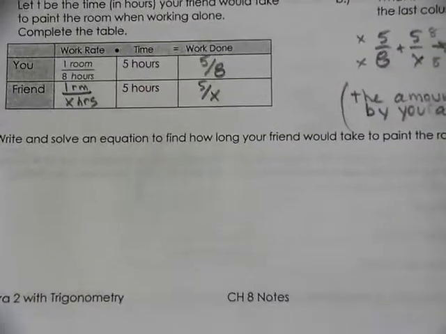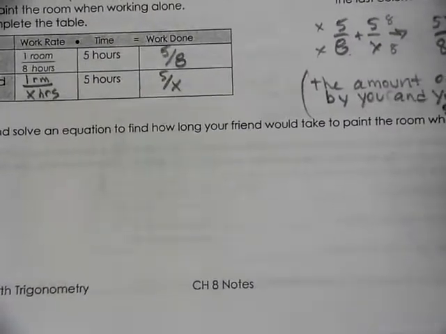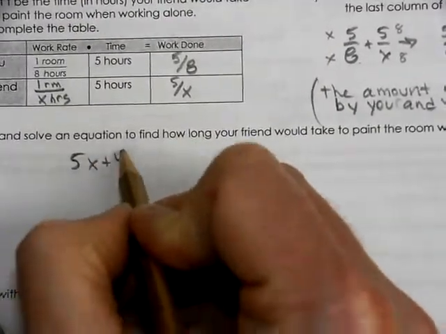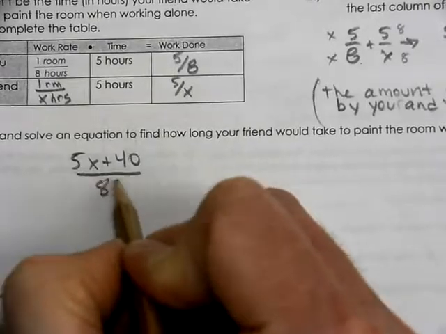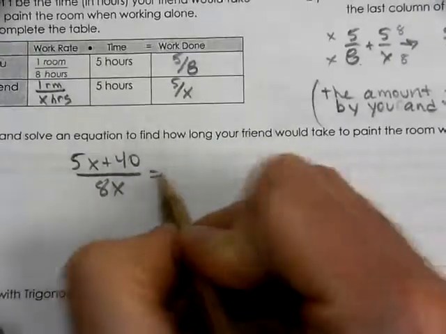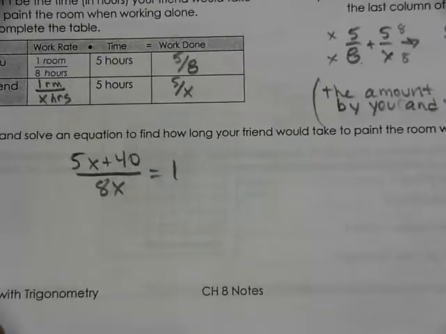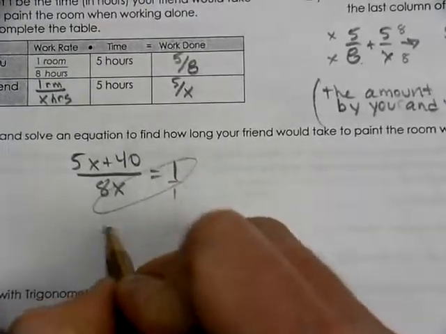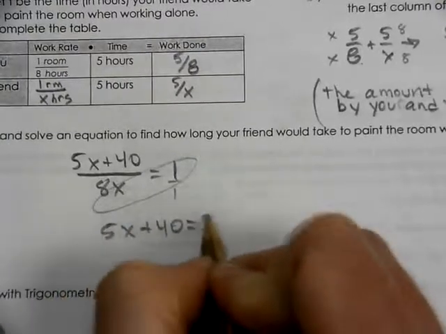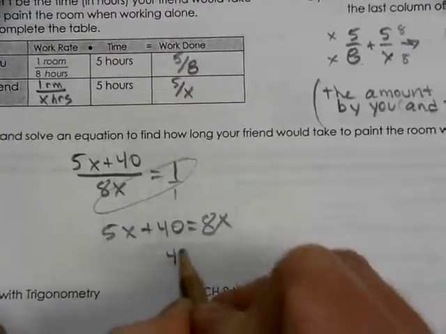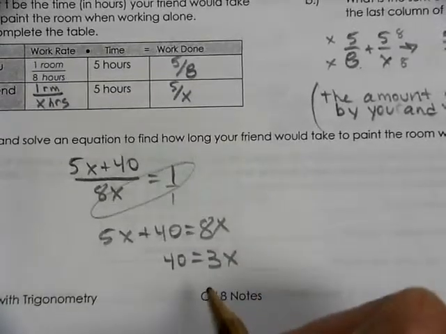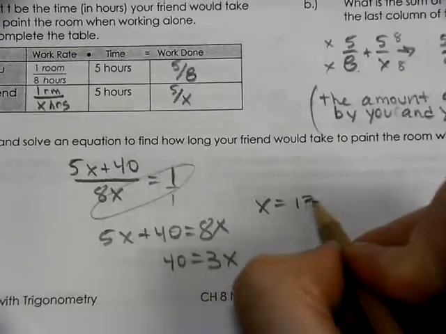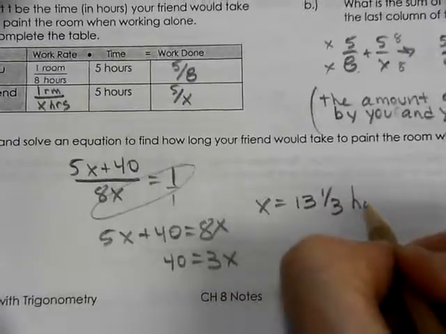So we'll come down to the last part. This is the amount of work that can be done. How long does it take you to do one room? Well, you're going to cross multiply. It's going to be 5x plus 40 equals 8x. 40 equals 3x. So x is going to do a room in 13 1/3 hours.